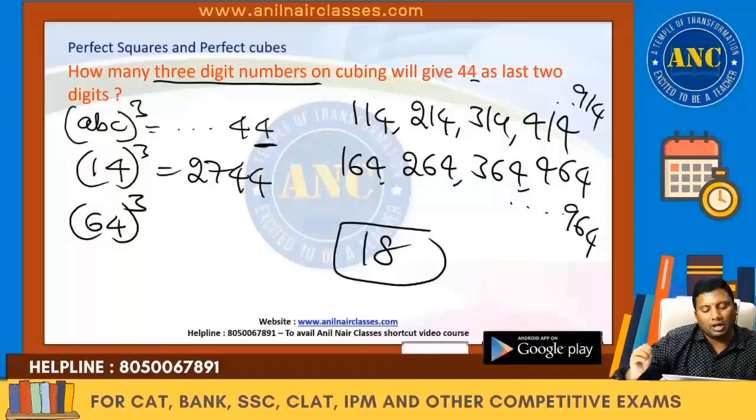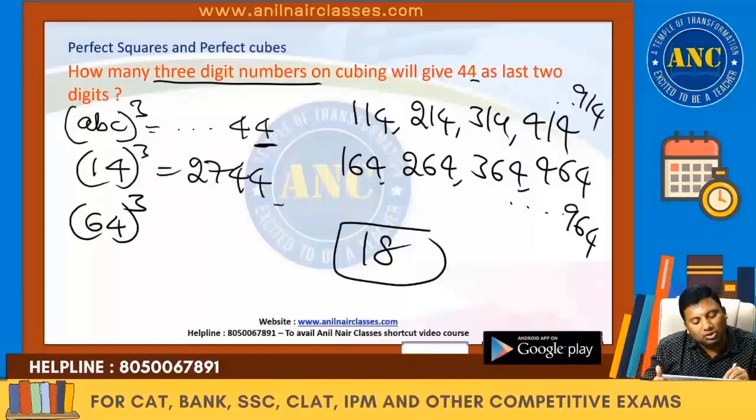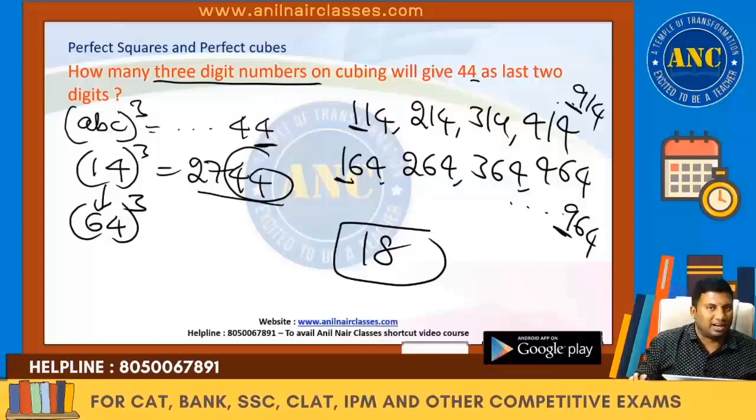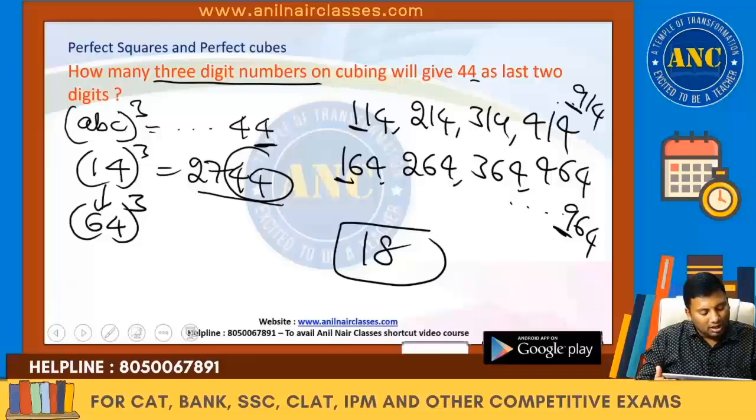ABC on cubing, I got 44 as the last two digits. C is nothing but 4. 4 cube is 64. Next number is 14. 14 cube is 2744. Last two digits is 44. Next number will become 50 plus x whole cube, 64 cube. Because it's a 3-digit number, tens place can be from 1 to 9. Here also tens place can be from 1 to 9. 9 plus 9, 18. Idea clear, right? Easy if you know it.